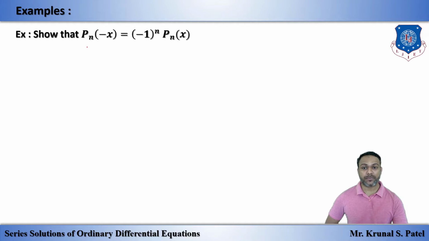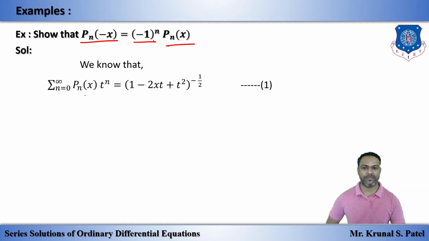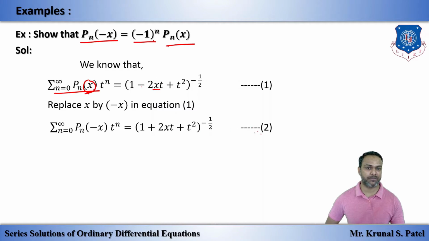Now we have the second example: show that Pn(-x) = (-1)^n Pn(x). Again we will start with the generating function formula for the Legendre polynomial. Now we replace x by minus x in equation number 1. On the left hand side x becomes minus x, and here if we put minus x, the minus becomes plus. So this is our equation number 2.